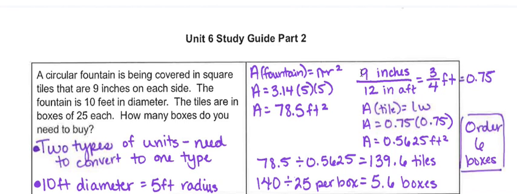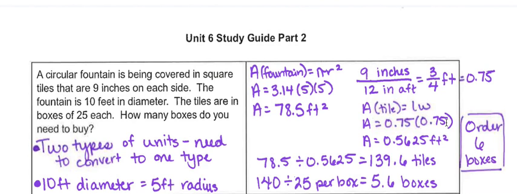Now, the 9 inches, there are 12 inches in a foot, so 9 divided by 12, that's 3/4 of a foot, or 0.75. And I'm going to go ahead and use the decimal form. So the area of a tile, since they are square tiles, it's length times width, so I'm going to do 0.75 times 0.75. That gives me 0.5625 square feet in my area. So I take the area of the fountain, 78.5, divided by the area of a tile. That's going to give me 139.6 tiles, or I'm going to round up to 140.